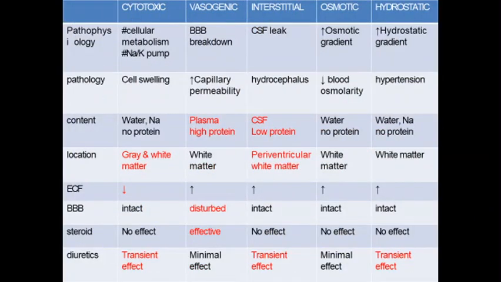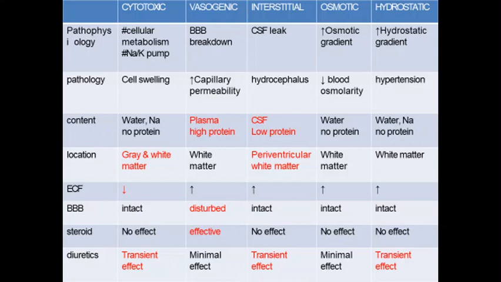In this slide, you can see the difference between types of cerebral edema. For example, in cytotoxic cerebral edema occurs a disruption of cellular metabolism. In vasogenic edema, breakdown of the blood-brain barrier takes place. In interstitial, cerebrospinal fluid leak. In osmotic edema occurs a difference in osmotic pressure between brain tissue and the blood plasma. In hydrostatic occurs increased hydrostatic pressure of the brain vessels.